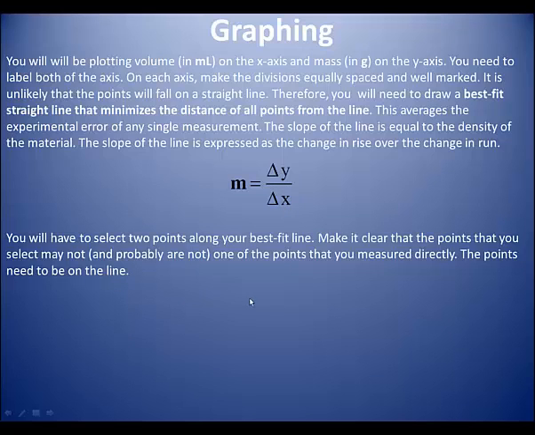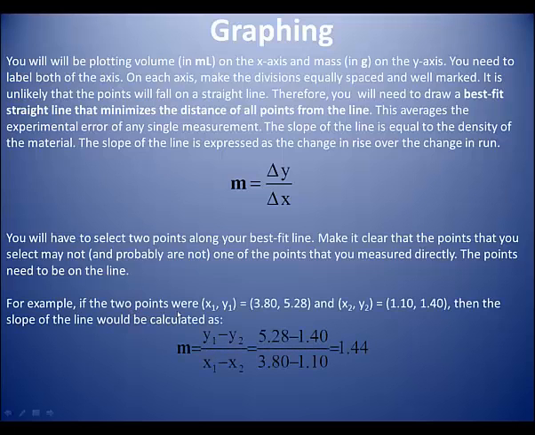You'll have to select 2 points along your best fit line. Make it clear that the points you select may not and probably are not one of the points you measured directly. We don't want you to use those points. Take individual different points from the line, the best fit line that you draw.